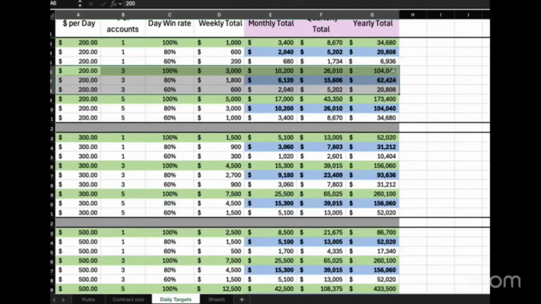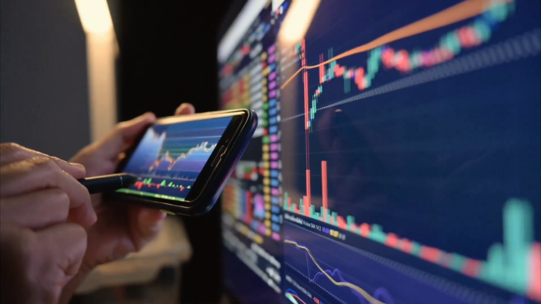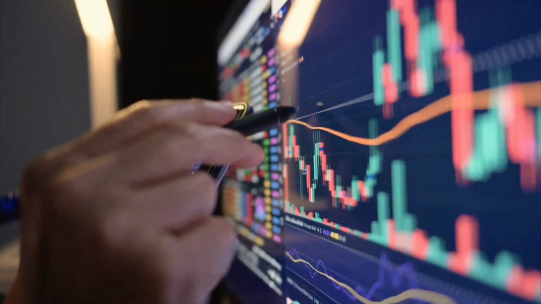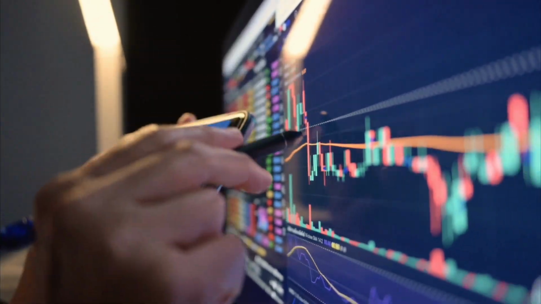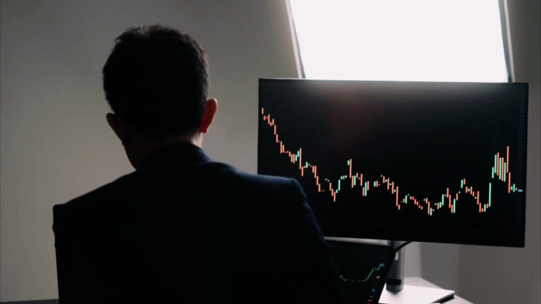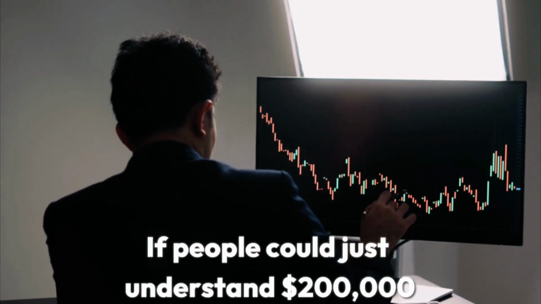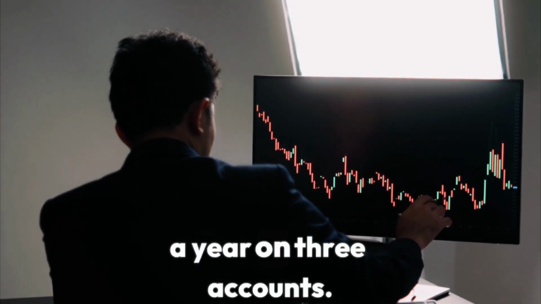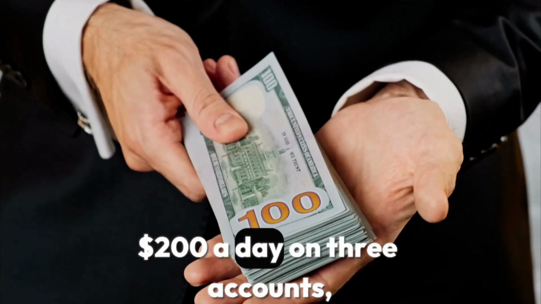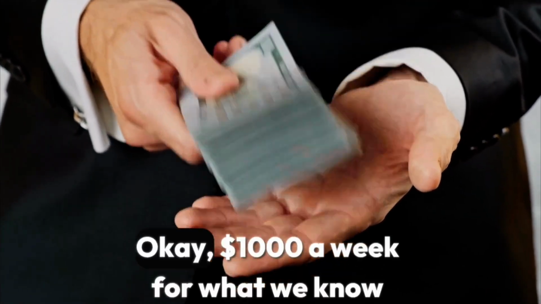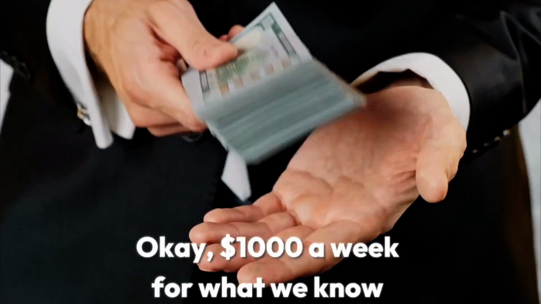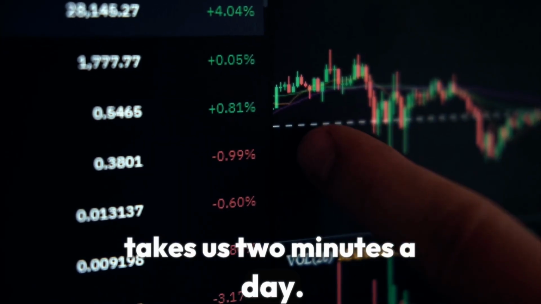This is really hard to do with your own capital when you do the math without risking all of it, okay? I do think it's easy for me to do $100,000 a year in manual trading on a $10,000, $20,000 account, easy. But for most people, it's a much different trading strategy and style. If people could just understand $200 a day on 3 accounts, you're still looking at, what is that, $1,000 a week, okay?